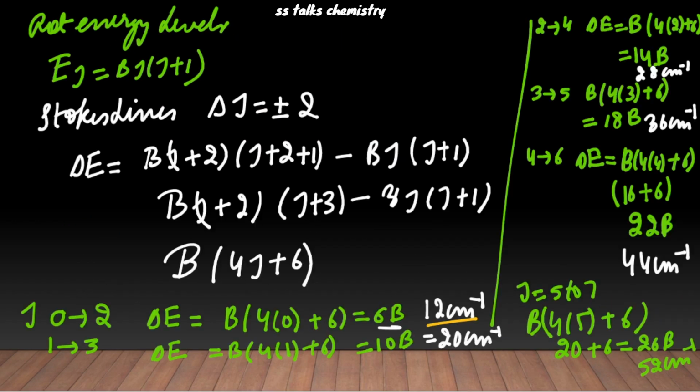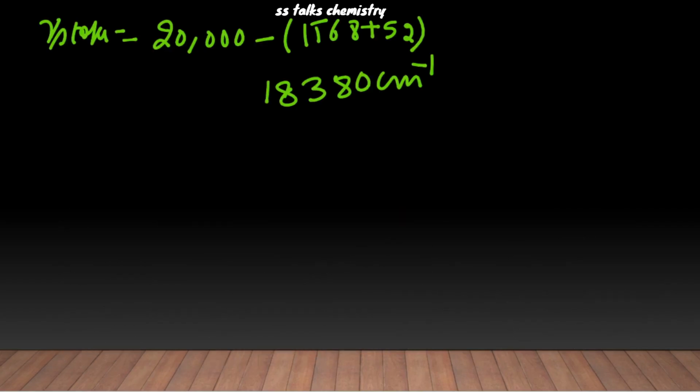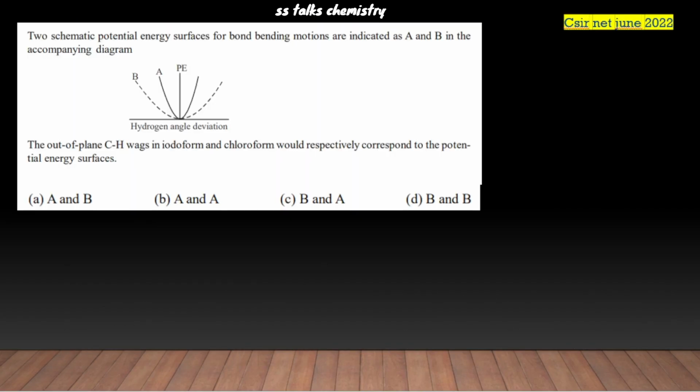Now let's move to the next question. This one is from the NET exam conducted in the June month of the year 2022. Schematic potential energy surfaces for the bond bending motions are indicated as A and B in the accompanying diagram. The out of plane CH bends in iodoform and chloroform would respectively correspond to which potential energy surfaces?